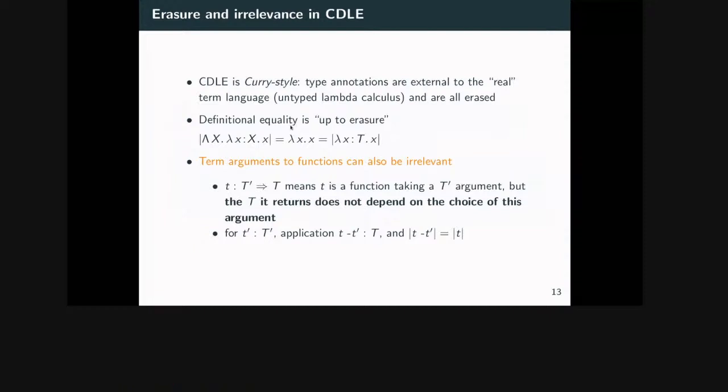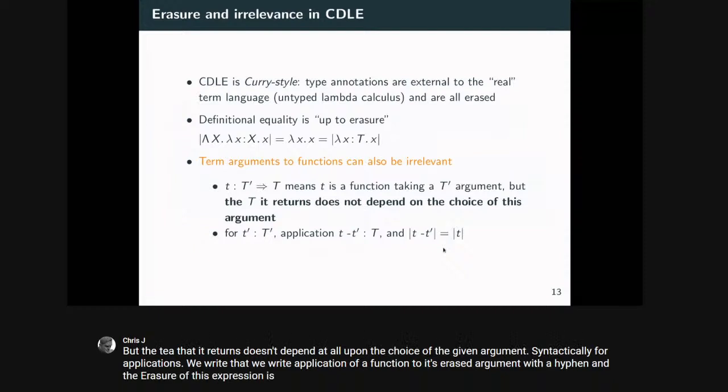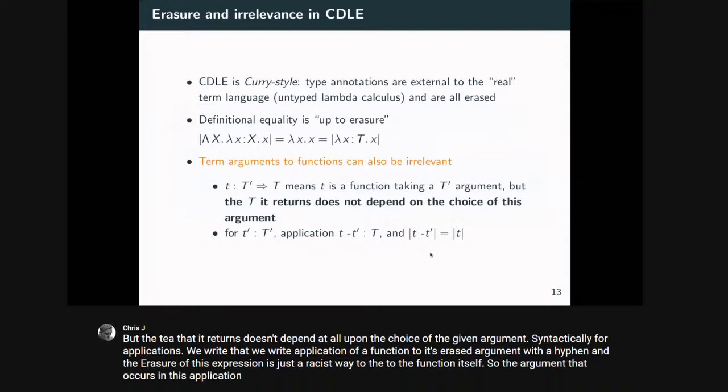One of the ways in which CDLE extends the calculus of constructions is that not only type arguments, but term arguments to functions can be irrelevant also. This is written here as t. Little t has type t prime open arrow t, to mean that t is a function taking some t prime argument, but the t that it returns doesn't depend at all upon the choice of the given argument. Syntactically, we write application of a function to its erased argument with a hyphen, and the erasure of this expression is just the function itself. So the argument that occurs in this application disappears.